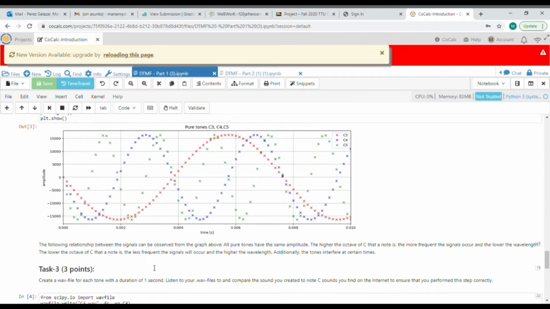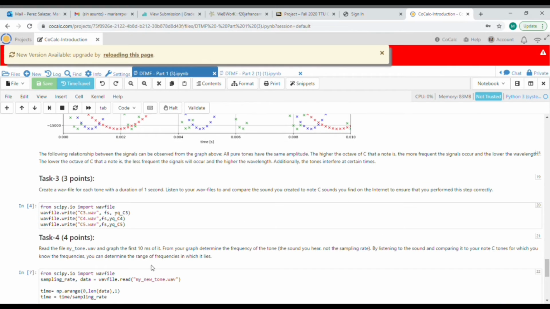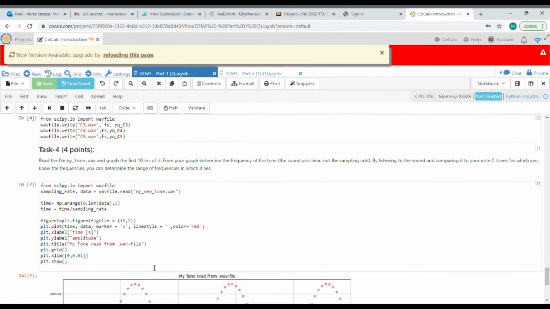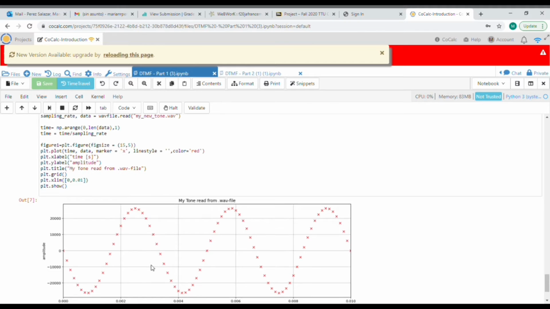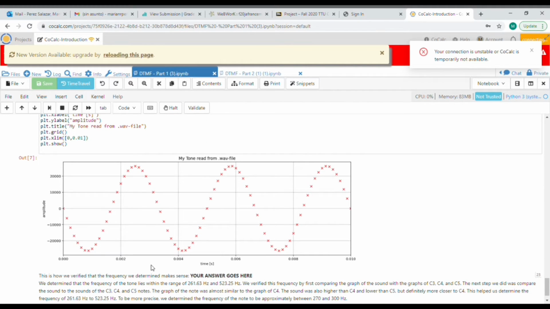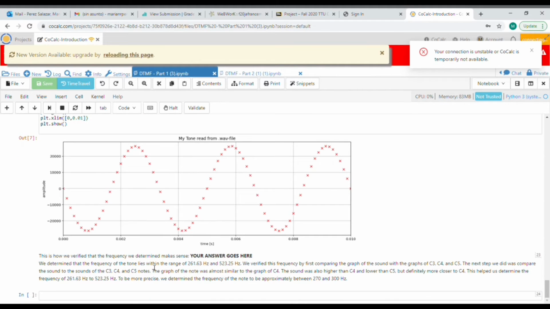Then we created the WAV files for each tone in task 3, and in task 4, we graphed the first 10 milliseconds of the file we were given, and we agreed that the frequency made sense because of how the graphs of the piano notes compared to the tone given, and we noticed it was similar to the C4 piano tone. Then we determined its frequency, and it lied within the range 270 and 300 Hz.